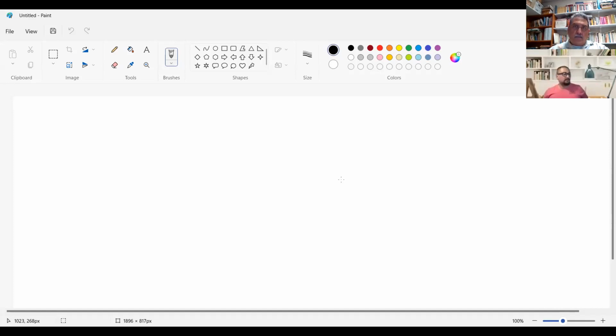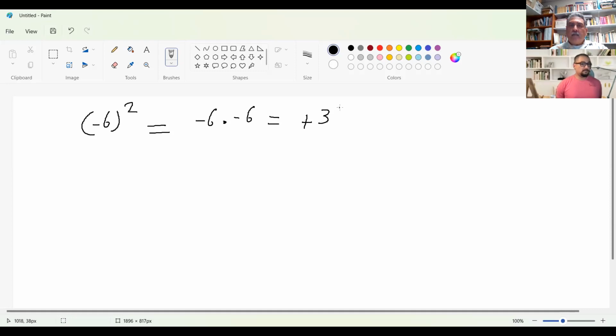These are the things that you have to be careful about. They're kind of tricky. For example, if you have -6 to the power of 2, this means -6 times -6. And the rule is this: whenever they have the same sign in division or multiplication, you have a positive. -6 times -6 is +36. Okay.